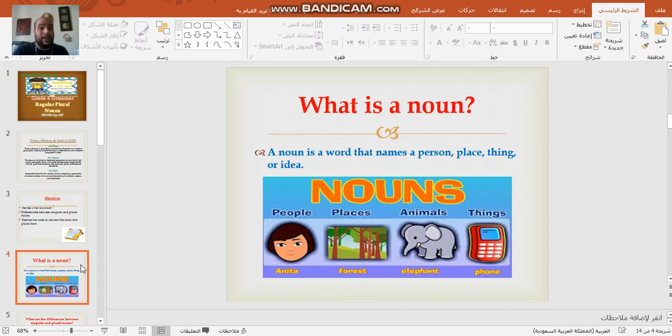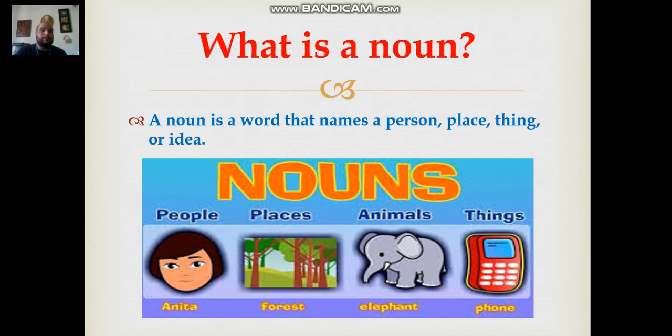We have revised together the spelling, and by this week the spelling is about the irregular plurals and the grammar is about the regular plural nouns, so it's almost the same. So please pay attention. We have explained what is a noun. We have said that a noun is a word that names a person, place, thing, or idea.